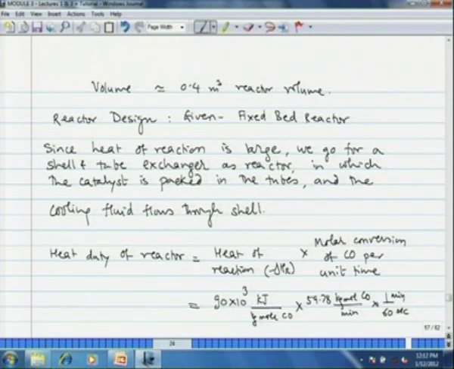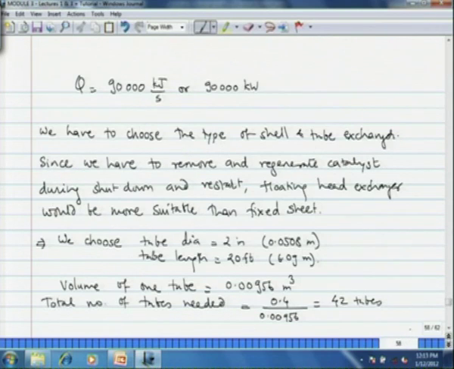Okay. The heat duty of the reactor: we have to first calculate the heat of reaction times the molar conversion of CO per unit time. We have the rate in minutes, but the heat transfer coefficient will be in kilowatts. So, we convert that flow rate into a per second flow rate. So, 59.78 kg mole CO per minute divided by 60 seconds, into 90 into 10 to the power 3 kilojoule per kg mole CO. So, that gives us the total heat of reaction as 90,000 kilojoules per second or 90 megawatt.